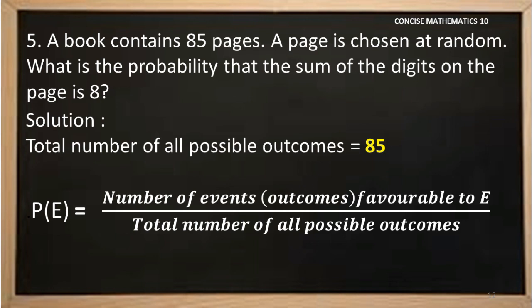Like this, we need to cross check from page number 1 to page number 85. Here we can use our common sense. From page number 1 to 10, there is no possibility because we cannot add the digits. It is one digit, 1, 2, 3, 4, 5, 6, 7, 8, 9. Up to 9 it is ruled out. It is not necessary to check. The next numbers are 10, 11, 12, 13, 14, 15, 16, 17. 1 plus 7 is 8. So like this we need to cross check and think and list out all the favorable outcomes.